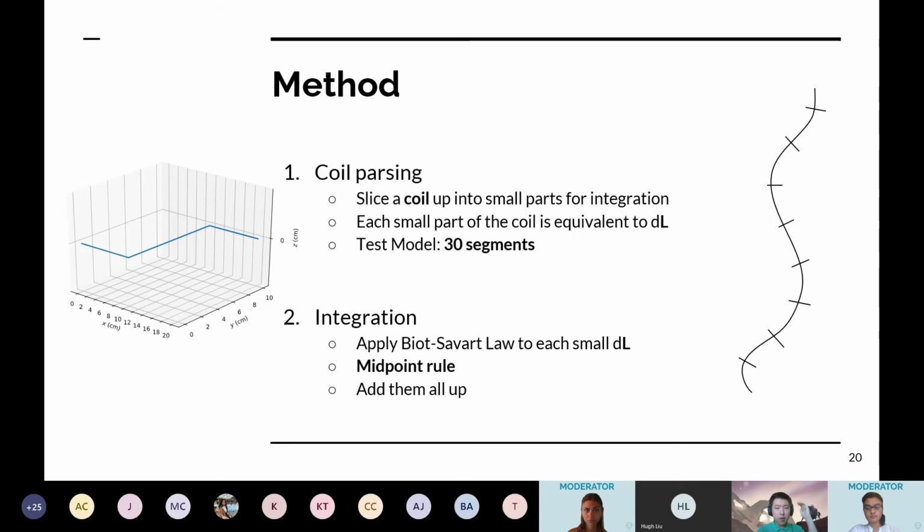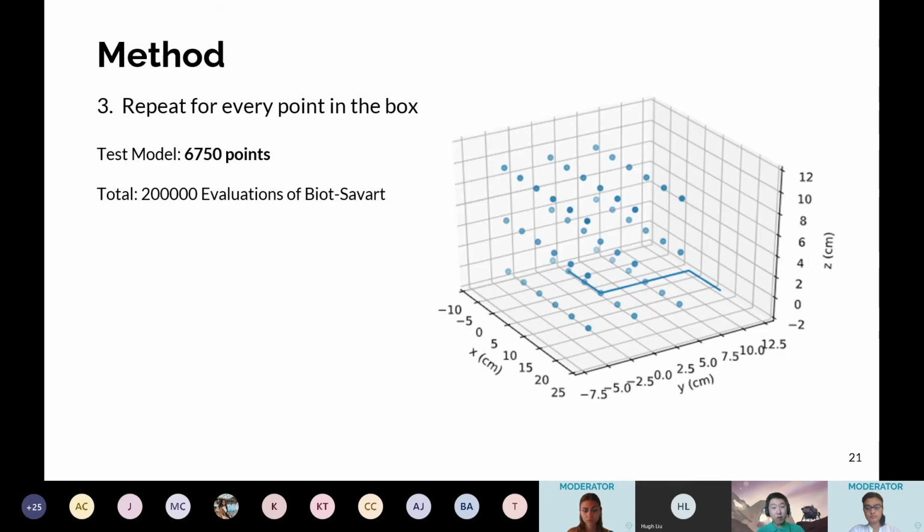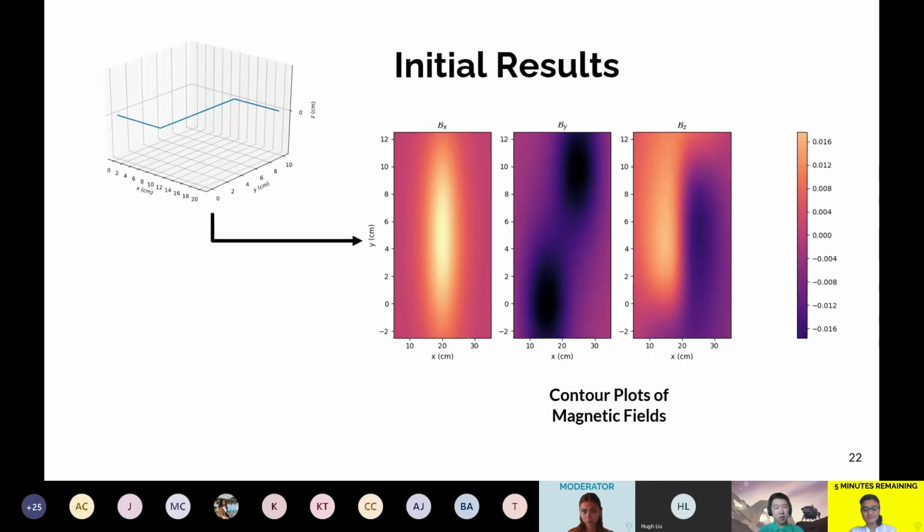Now remember, this is only for one point. We needed to measure the magnetic field in the entire box, so we have to repeat this 6,750 times for the entire volume of the box. This means we have to evaluate the Biot-Savart law over 200,000 times. That's a lot of times, and you wouldn't want to be doing this by hand. Let's talk about how we sped that up later. First, let's talk about the initial results.